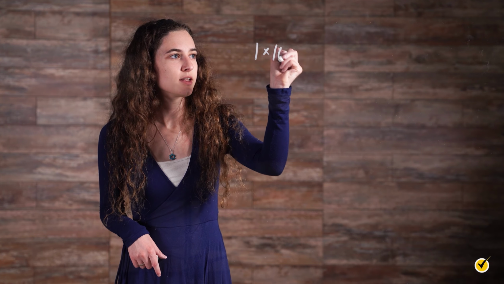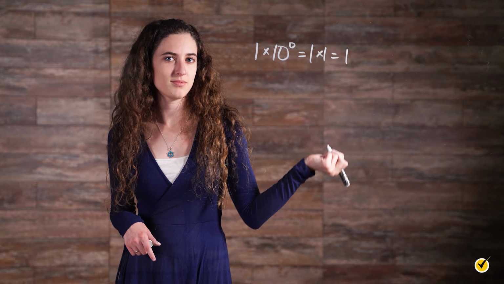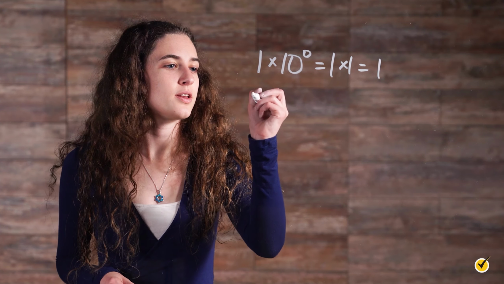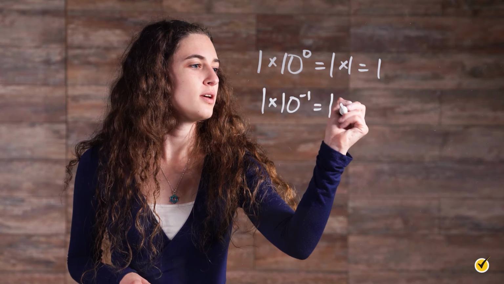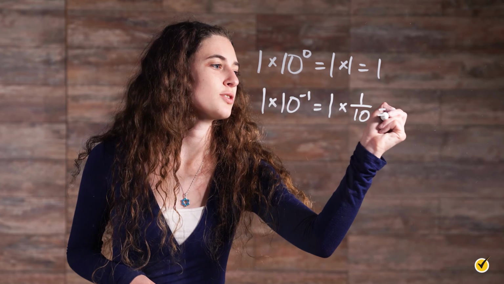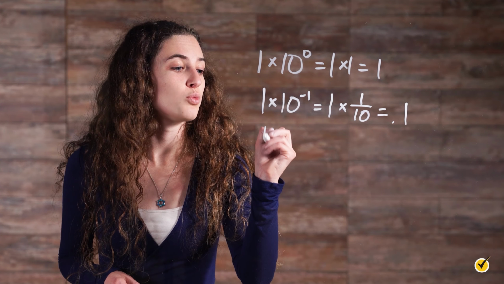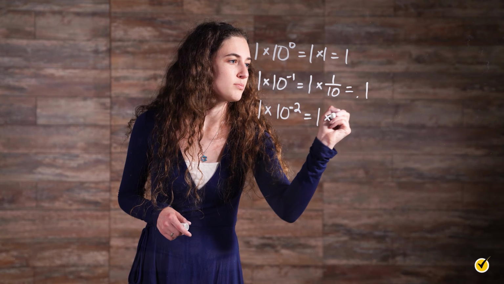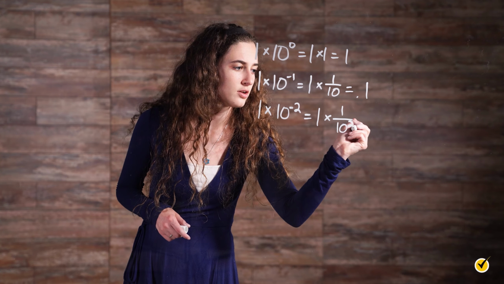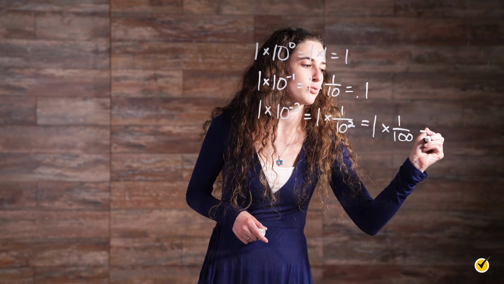Again, the number 1 can be written as 1 times 10 to the 0 power, which is equal to 1 times 1 equals 1. The number 0.1 can be written as 1 times 10 to the negative 1, which is equal to 1 times 1 over 10, which is equal to 0.1. The number 0.01 can be written as 1 times 10 to the negative second, which is equal to 1 times 1 over 10 squared, which is equal to 1 times 1 over 100, which is equal to 0.01.